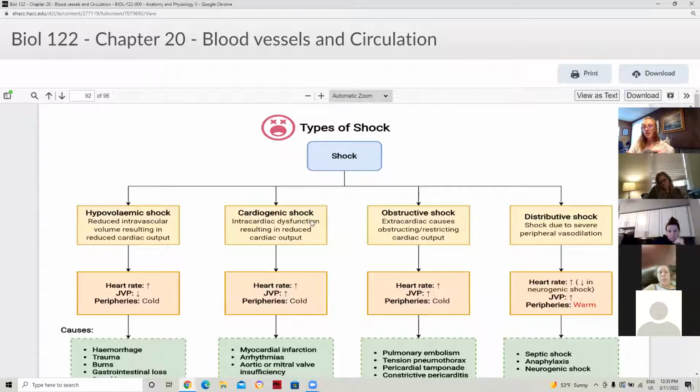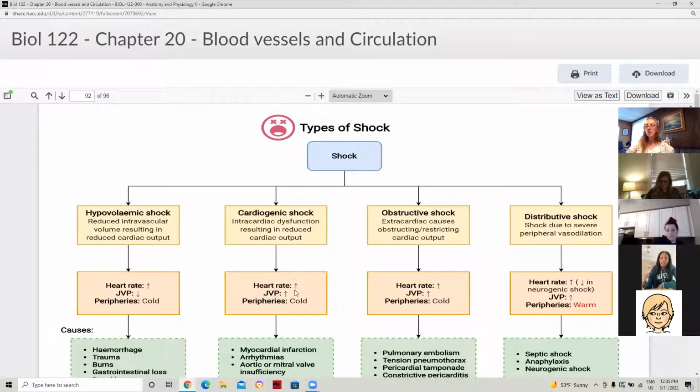Cardiogenic shock is intracardiac dysfunction resulting from reduced output. Heart rate goes up again. In all the cases, heart rate is going to go up, because you're still trying to maintain that cardiac output. The only one where the pressure is dropping is hypovolemic, because you've lost a lot of blood volume.